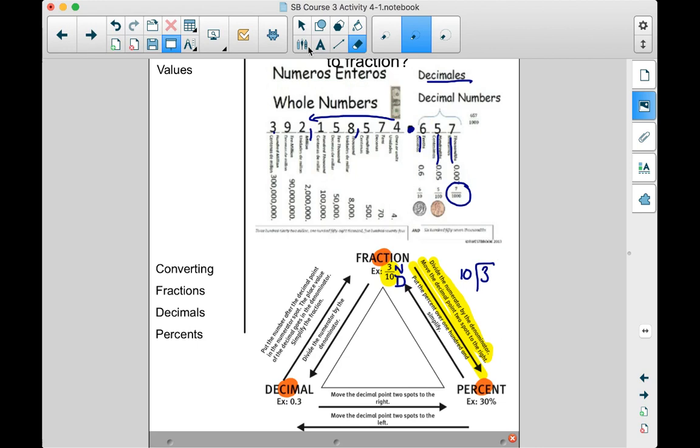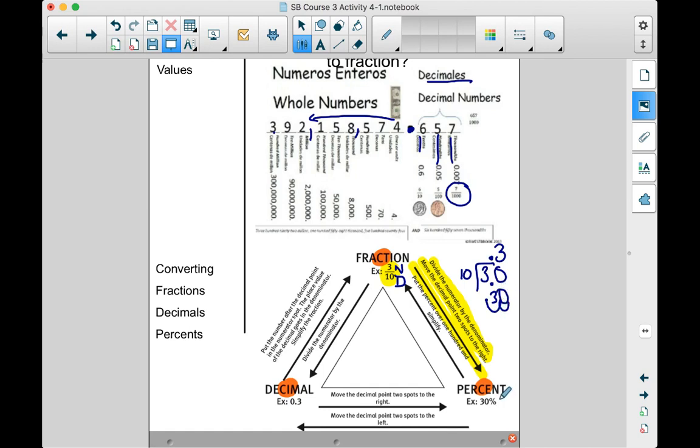So I have to add this decimal and decimal there, and I have to add a 0. 10 now goes into 30, so now my number is 30. 10 goes into 30 3 times. So 3 divided by 10 is 0.3, and it says to move the decimal 2 spots to the right. So if I take this decimal format, I move it 1, I move it 2.